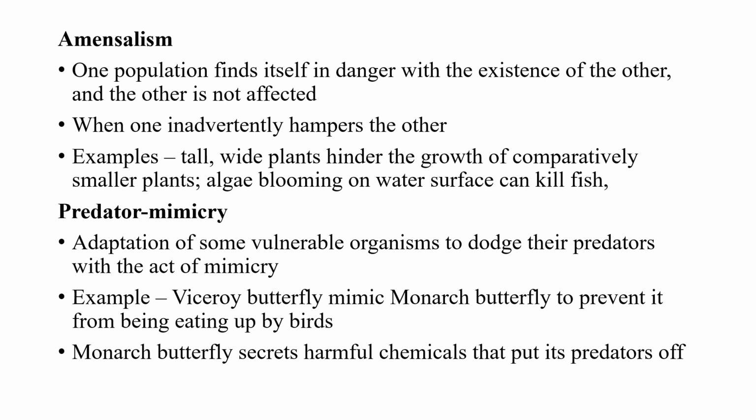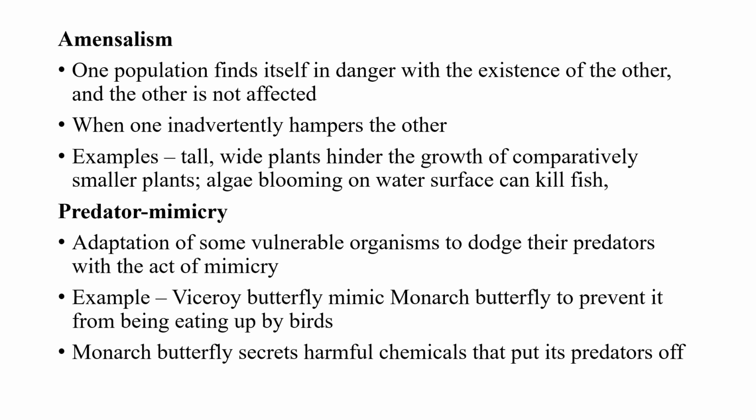And in that case, while the smaller organisms or the smaller plants are being affected, the bigger ones are not affected. We could also have another example like the growth of algae on the surface of rivers or lakes. This algal bloom on the surface of the water can prevent oxygen from entering the water, and so they can hamper the growth of fish that live inside the water.